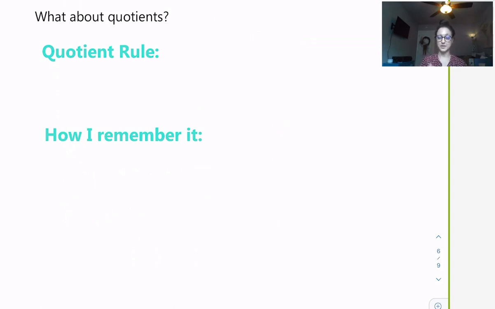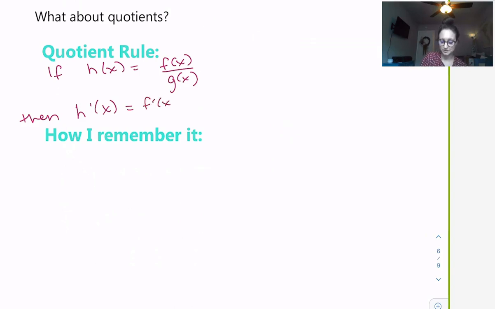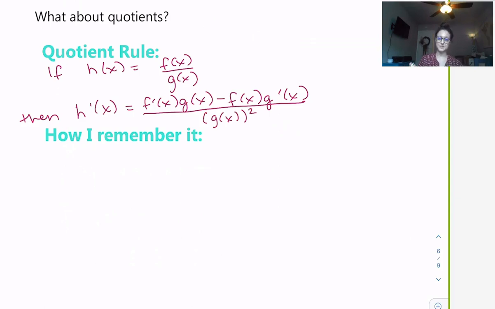What about quotients? What if I have a function over another function? Okay, so if h is equal to f of x over g of x, then h prime, the numerator is going to look really similar to product rule. So I take the derivative of the first, hold the second. In this case, first is numerator, second is denominator. But now instead of a plus, what do you think I have? I have minus, and then reverse, hold the first, derive the second, and then here's kind of the funky part. It's all over the original denominator squared.